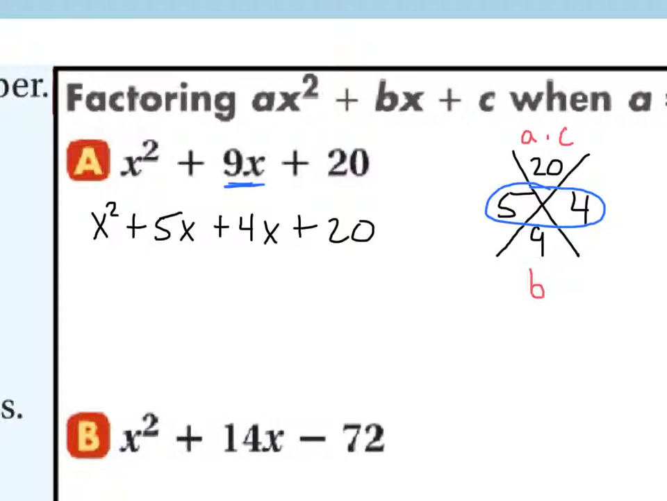We have taken that middle term and broken it apart into 5x and 4x. Where did I get the 5 and the 4? From the 9 and the 20, right? The two numbers that multiply to give me 20, but add together to give me 9. That's where I got the 5 and the 4. Well, that right there is the new thing, because everything else is what we did on Friday.